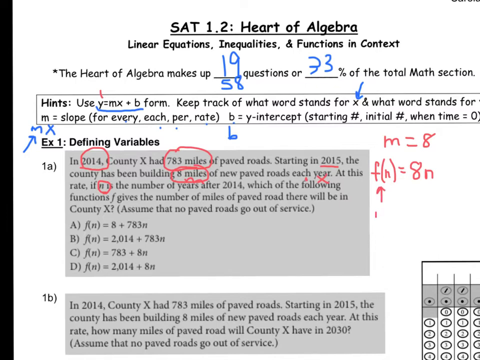Okay, so this is the miles. And n is our number of years. And the only other thing we need to include is, did we have a y-intercept? If they're building 8 new miles of roads every year, what was there at the beginning of this situation? Well, there were 783 miles of road already there. So this function matches up exactly with C. Well, not exactly, because they flip-flopped the numbers, but that's okay, because the n is still next to the 8, and the 783 is still all by itself. So 1A is C.